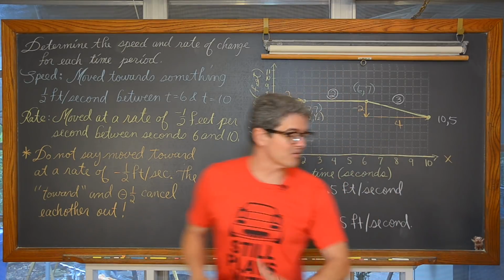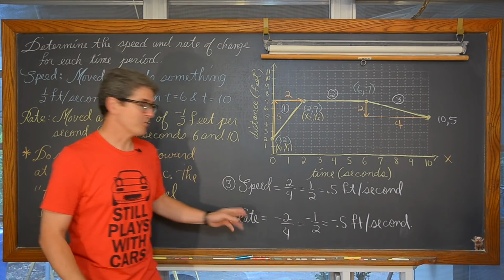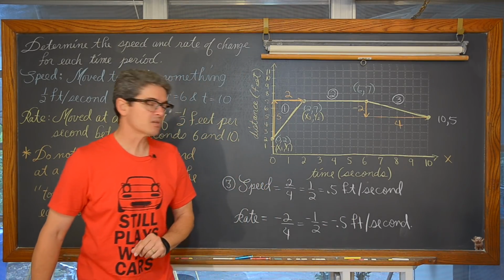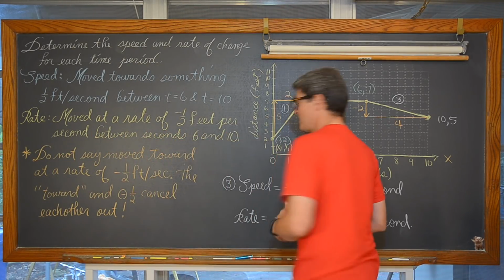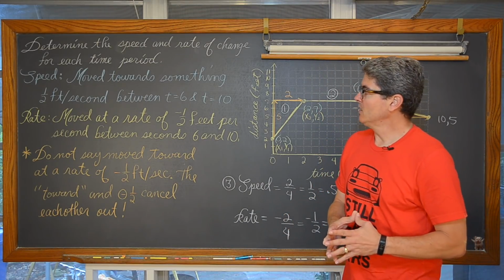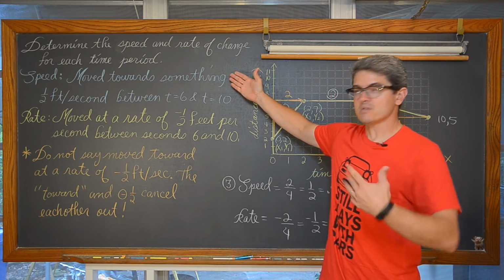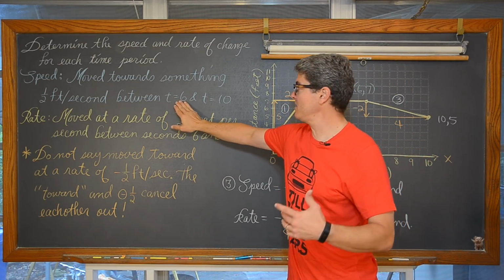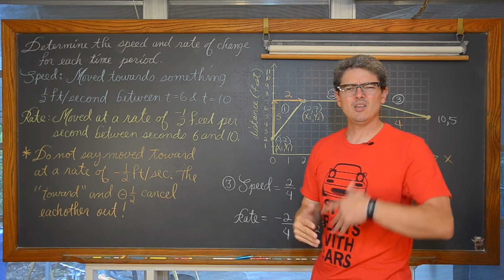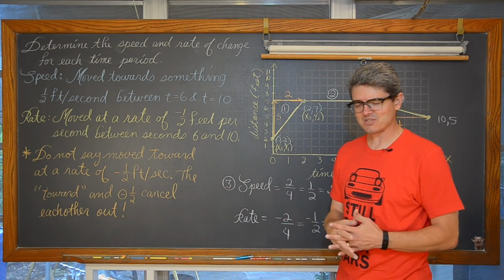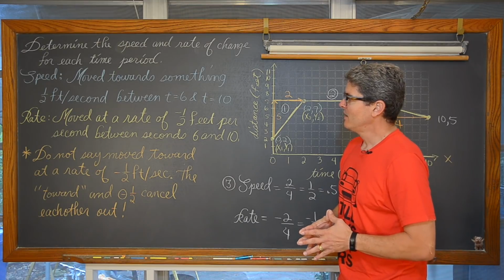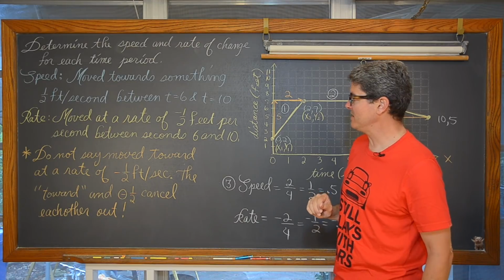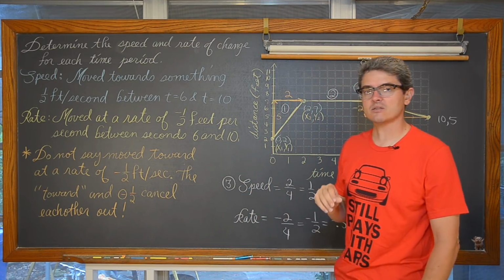Alrighty then, so our speed is that 1/2 feet per second, and the rate of change is -1/2 feet per second. So how do we interpret these numbers into the context of the problem? Well, we can say that we move towards something at 1/2 feet per second between the time period of t equals 6 and t equals 10. You might be able to say just the last 4 seconds as well. Or you moved at a rate of -1/2 feet per second, again between those seconds of 6 and 10.